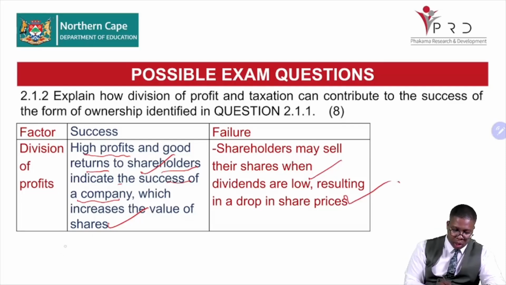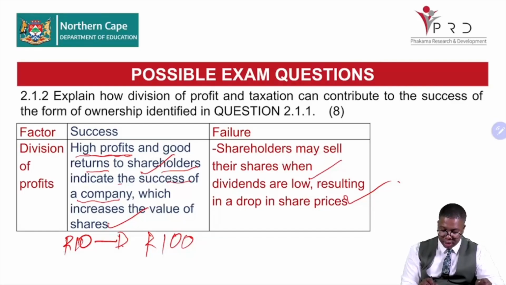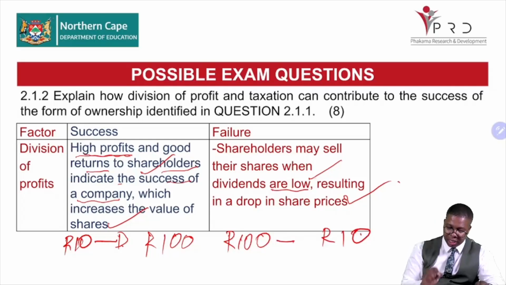in the share price. So with the success, we are saying if the share price is 10 Rand and the company is doing very well and getting high profits, the share price can move from being 10 Rand for each share to being 100 Rand. But should there be a failure in the company and the company does not pay dividends or dividends are low, what happens is that the 100 Rand can move from being 100 to being 10 Rand again. So it depends on the company performance.